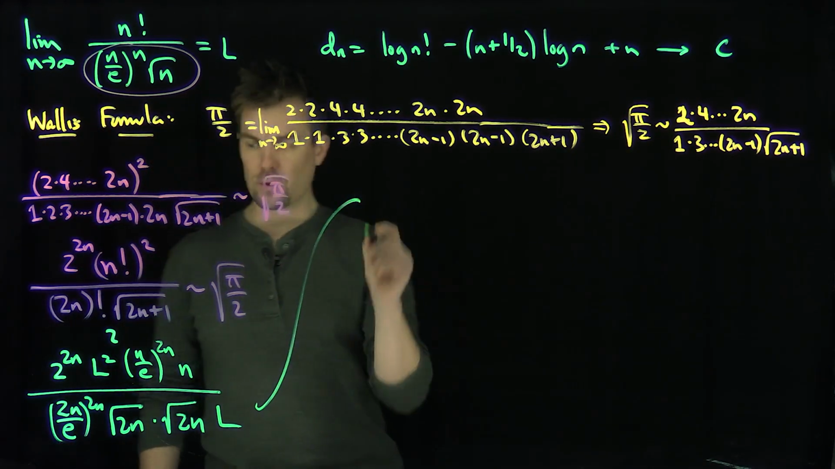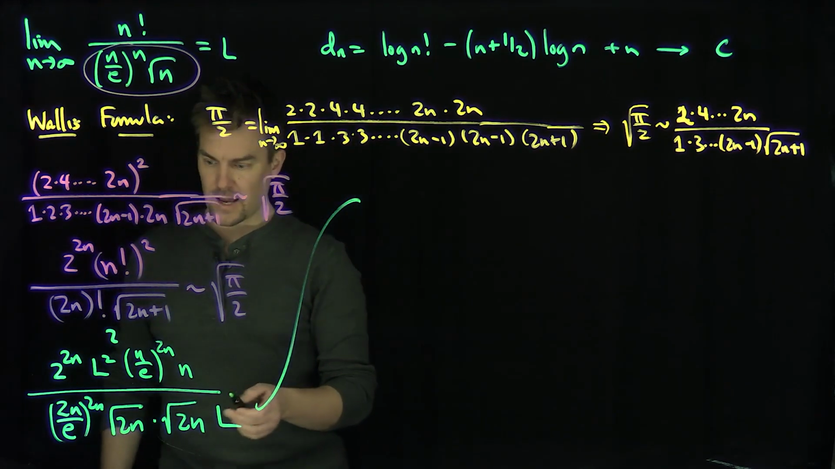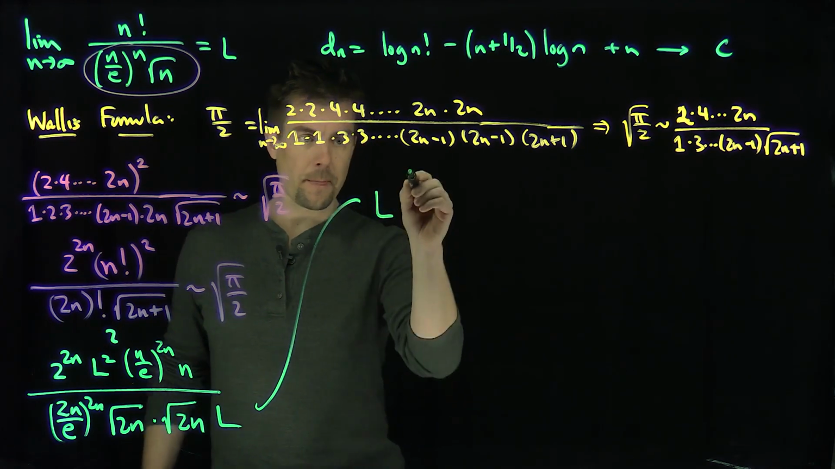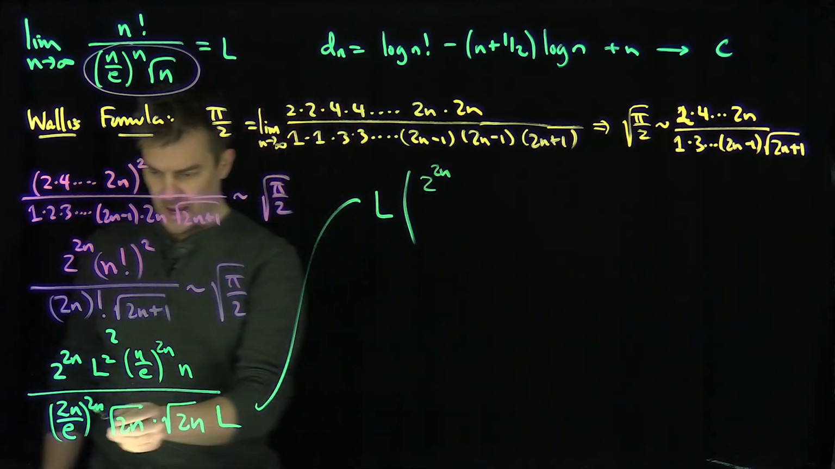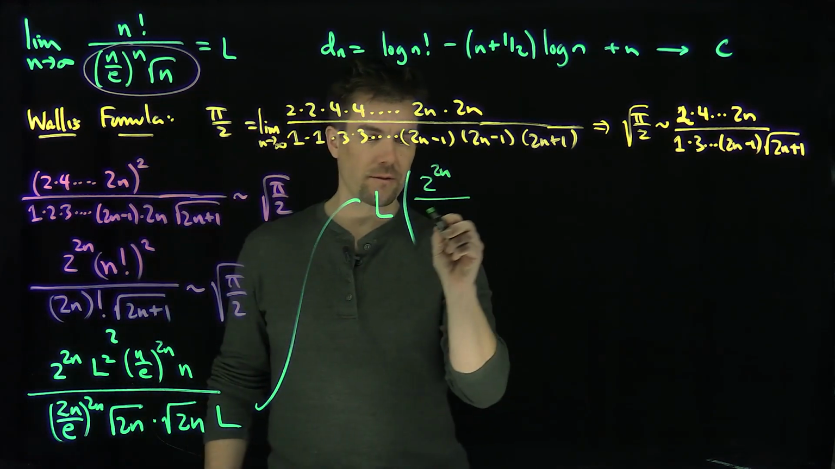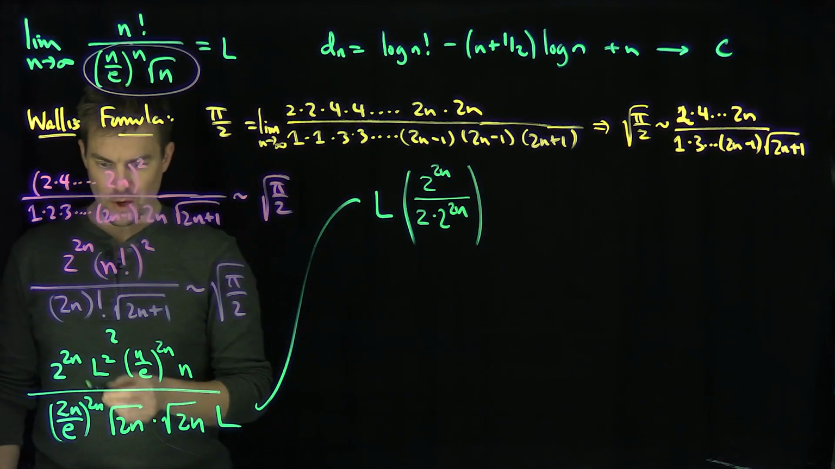And so what this allows me to conclude is, let's count everything over here. Let's see everything that cancels. The first thing that's going to cancel is the L. So I have an L in front of everything. And let's look at the powers of 2. So I have a 2 to the 2n. And down in the bottom, I have a 2 to the 2n, and then an extra factor of 2. So I have a 2 times 2 to the 2n. Those are the factors of 2 that we have.